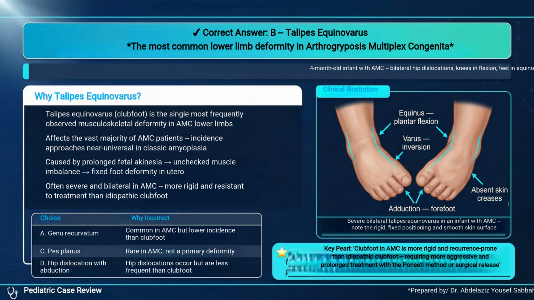Genu recurvatum is common in Arthrogryposis Multiplex Congenita but has lower incidence than clubfoot. Pes planus is rare and not a primary deformity. Hip dislocation with abduction occurs but is less frequent than clubfoot.